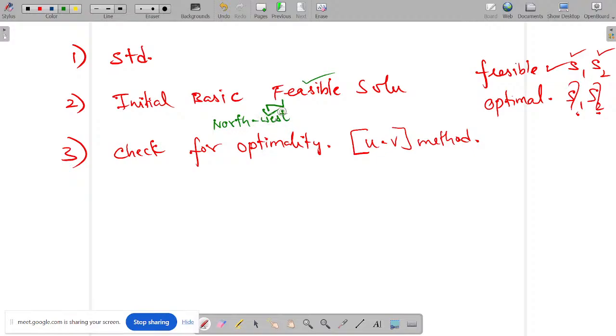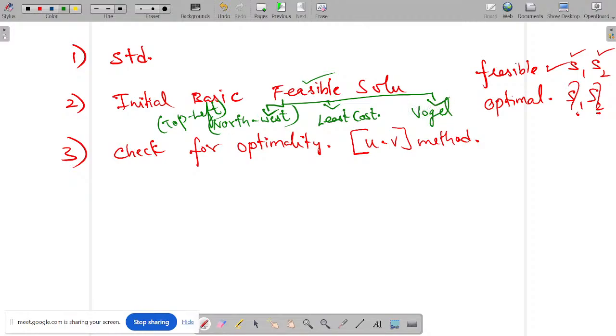Okay, northwest corner is nothing but the top left corner, we'll start from there. When I go for the first problem, I'll discuss in detail. I'm just telling all the methods that we're going to use here. The second method is the least cost method. Whichever cell in the table gives the least cost, we'll start over there. And the third method is by Vogel.